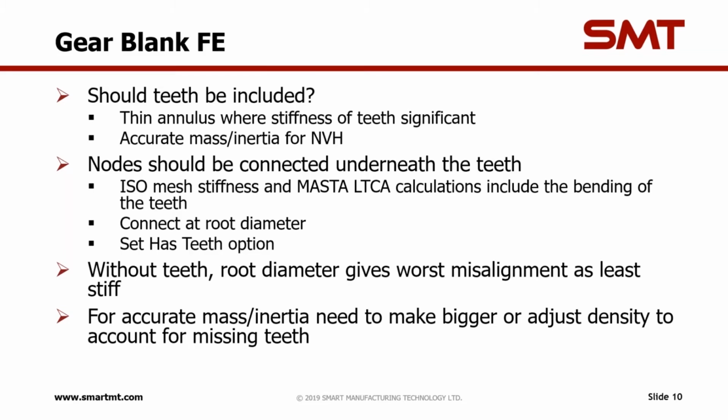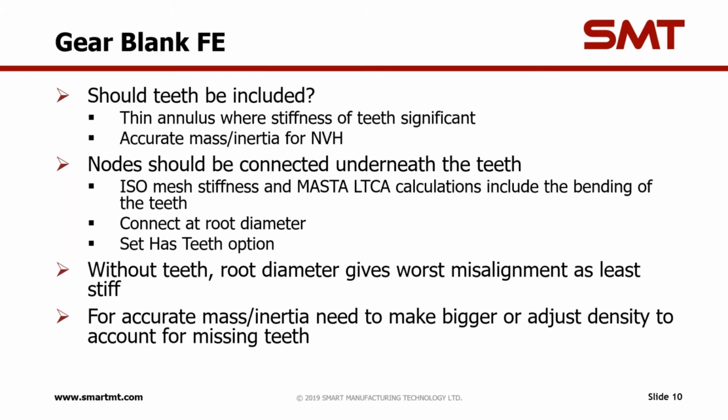So if you've got a thin rim or a thin annulus, for example, the stiffness of those teeth could be quite important for how stiff that ring is, and so in that case we would say to include those. Another situation is if you're doing MVH and your teeth are quite significant in terms of the mass and inertia of your gear blank, then again, in that situation, you want to include those, because otherwise it's the best way to get that to be accurate.